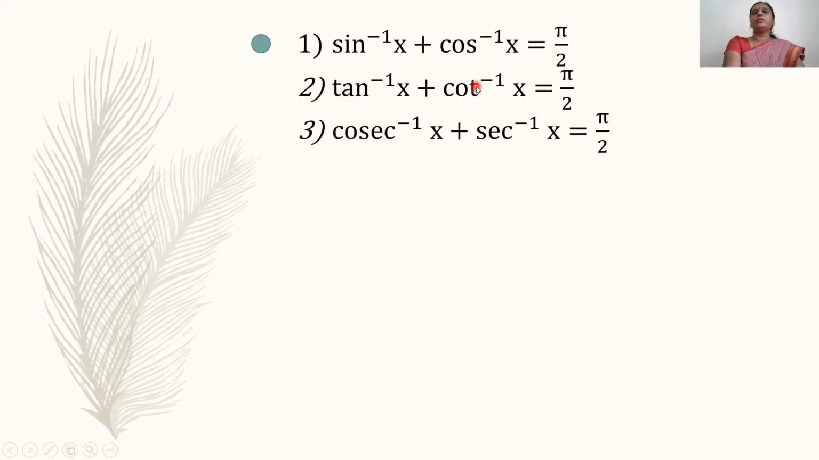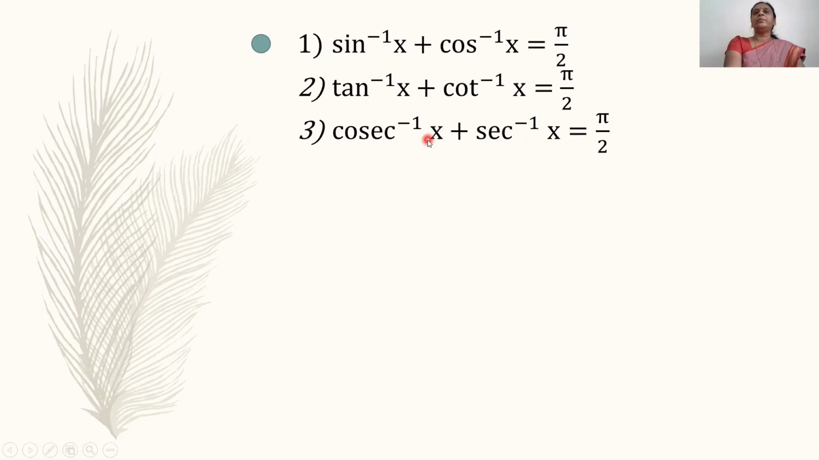And here tan and cot, see the combination: sine cos, tan cot, sec cosec. Means if sine cos come together and there is a plus sign between them and the function argument x is similar, then the value of that is pi by 2. Tan inverse x, cot inverse x, pi by 2. Cosec inverse x, sec inverse x, pi by 2.